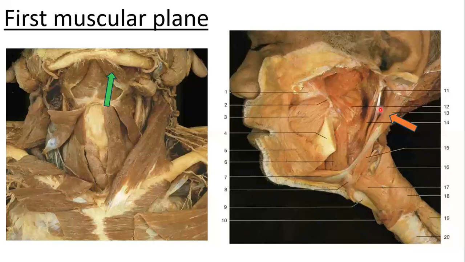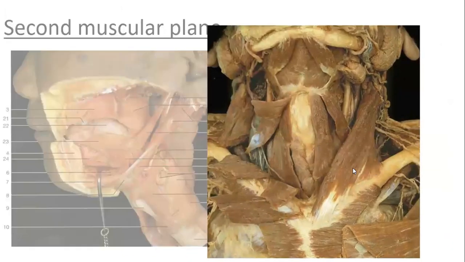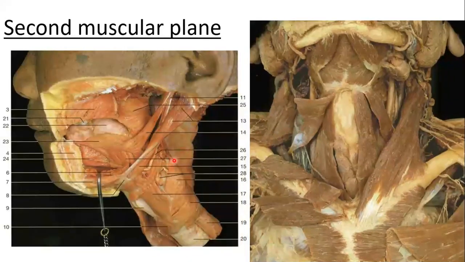Okay, and then the other muscle, which is on the first muscular plane, is that muscle there. That is none other than your stylohyoid. You can see it is coming from the styloid process there, and it is attaching to the hyoid bone there. Okay. Then for the second muscular plane, so this image to your left, let me show you the first muscular plane, which, as we alluded to, is the anterior belly of the digastric.